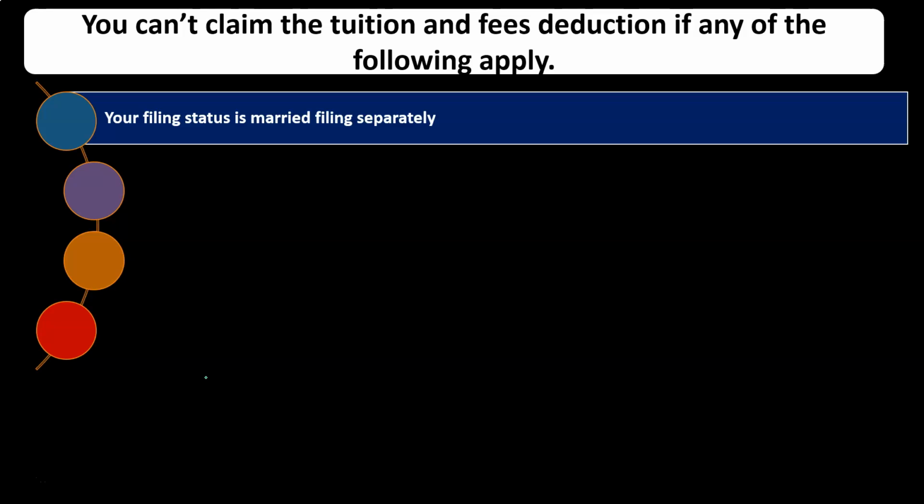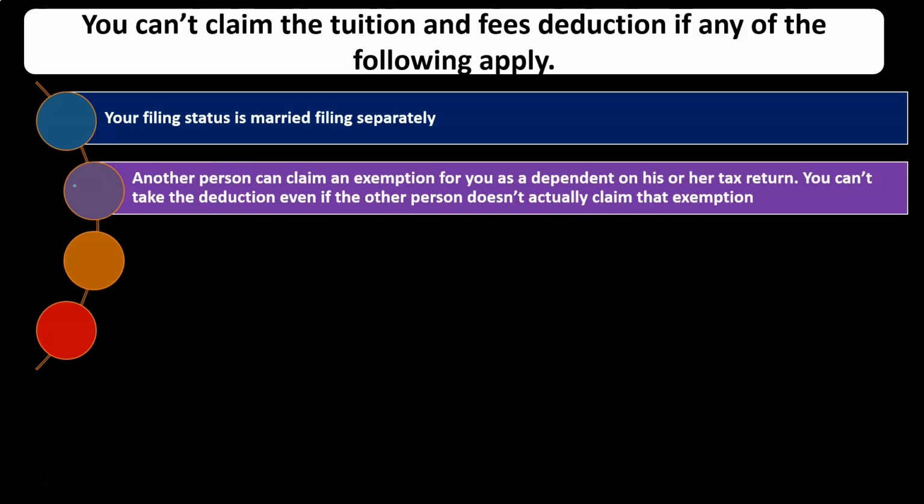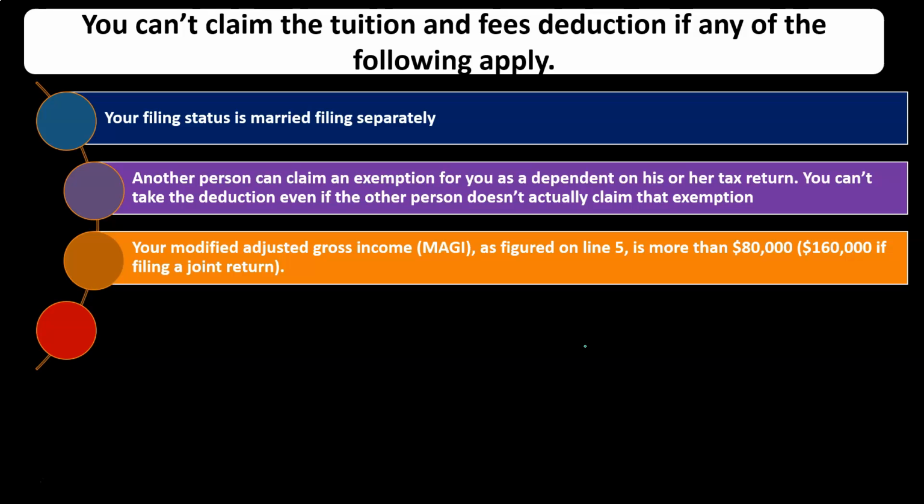The IRS is very skeptical of married filing separately because they're skeptical of people taking advantage of deductions or credits, especially those that have an income limitation or cap. So this is one of those examples. They're going to limit any deduction you may be able to take if you decide to file married filing separately instead of married filing jointly. Another person can claim an exemption for you as a dependent on his or her tax return. You can't take the deduction even if the other person doesn't actually claim the exemption. Exemption is kind of an old term here, but if someone else is claiming you as a dependent, then you typically can't take the deduction.